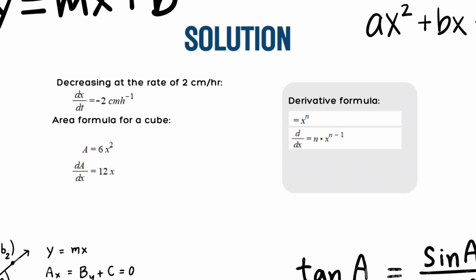So that was our first chain. The second one we can get from the area formula. We already know that the area formula for a cube is 6x squared. Therefore, by using the derivative formula, we get dA over dx for the area formula, which is 12x. Then we already have dA over dx and also dx over dt. That was our perfect chain rule.